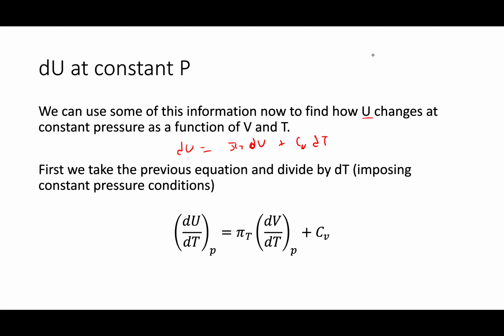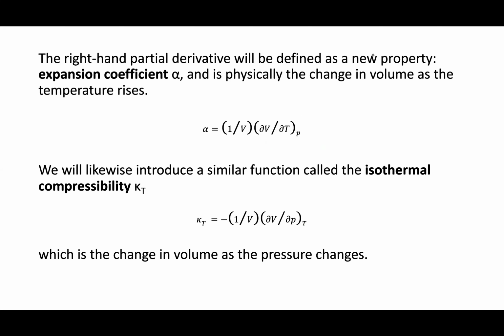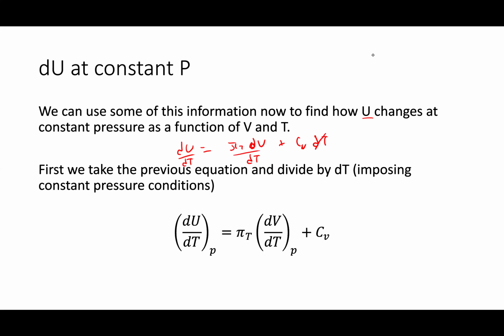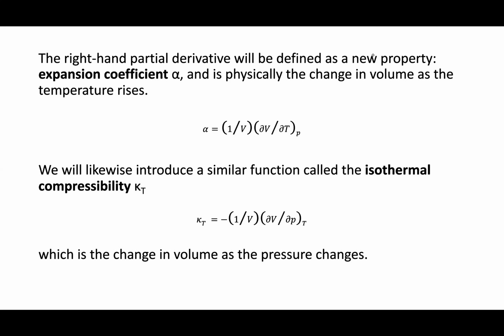And we're going to divide everything by dT, so that cancels out. This is divided by dT, this is divided by dT. And we impose constant pressure, which is what the little brackets down here mean. Then we can find a little bit of a new form. The right-hand partial derivative, the derivative of V with regard to dT, is going to be defined as a new property. This is the expansion coefficient alpha.